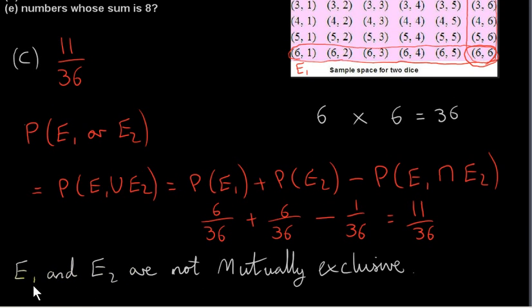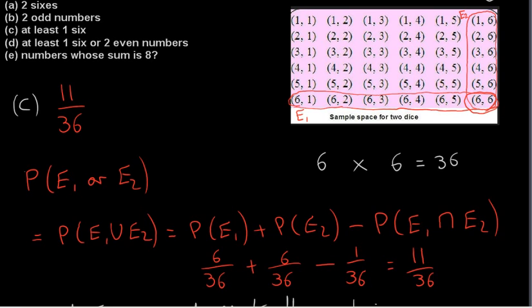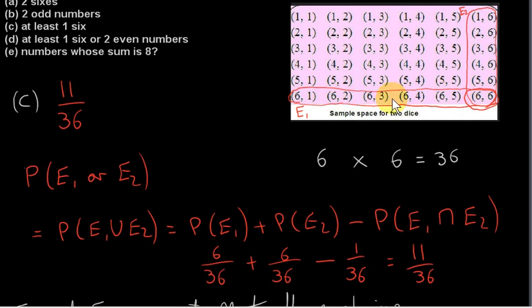Something that I should mention is that events E1 and E2 are not mutually exclusive events. We can see that if we get a 6 on the first die, it means that E1 has occurred. If we get a 6 on the second die, it means that event E2 has occurred. But you can see that both events can occur. So if E1 occurs, then E2 can also occur. If 6/6 appears, then E1 has occurred and E2 has also occurred. So these two events do not exclude each other. They are not mutually exclusive.